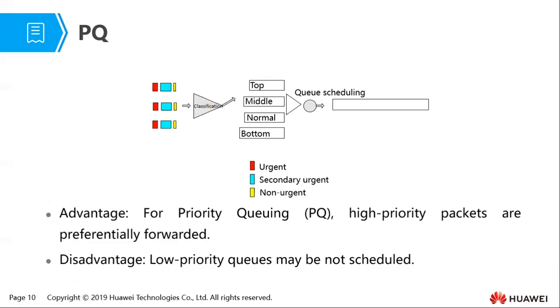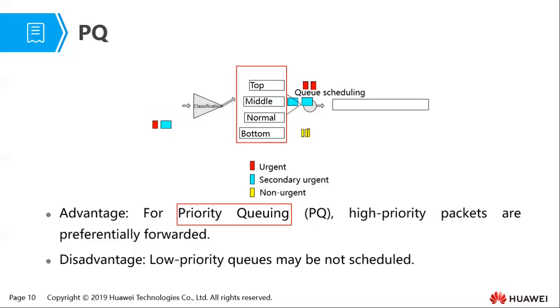Now, the next one is called PQ, for priority queue. It defines a number of queues: one with the highest priority, second highest, third highest, and last priority. Let's see how it performs. If we press next, you see if you're urgent, you go to the bottom queue. If you're secondary urgent, you go to the middle queue. If you're top urgent, you go to the top queue.